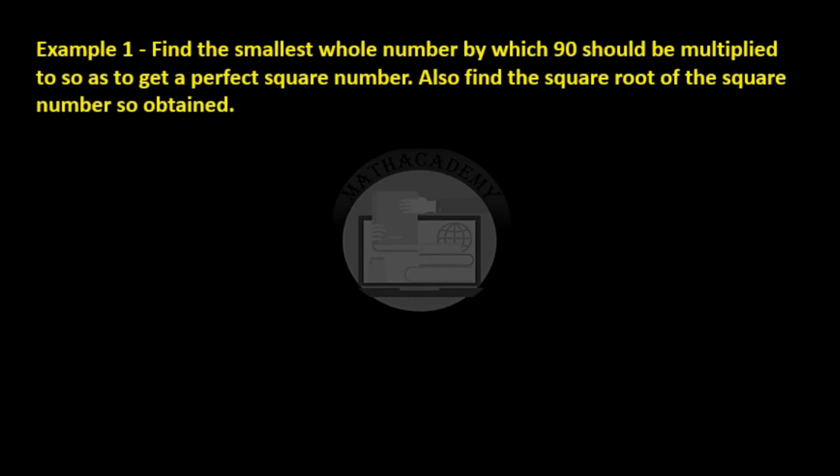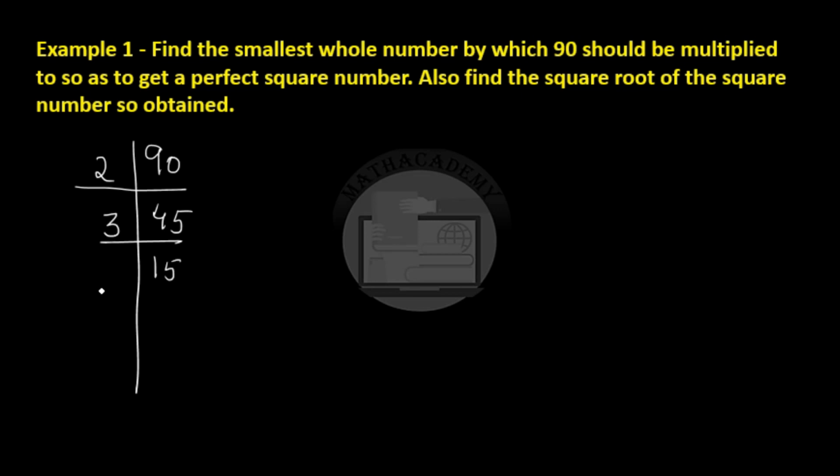So example 1. Find the smallest whole number by which 90 should be multiplied so as to get a perfect square number, and also find the square root of the square number so obtained. Let us try solving this question. So we have the number 90 and first we will be prime factorizing 90. When we prime factorize 90, we get 90 as the product of 3 times 3 times 2 times 5.